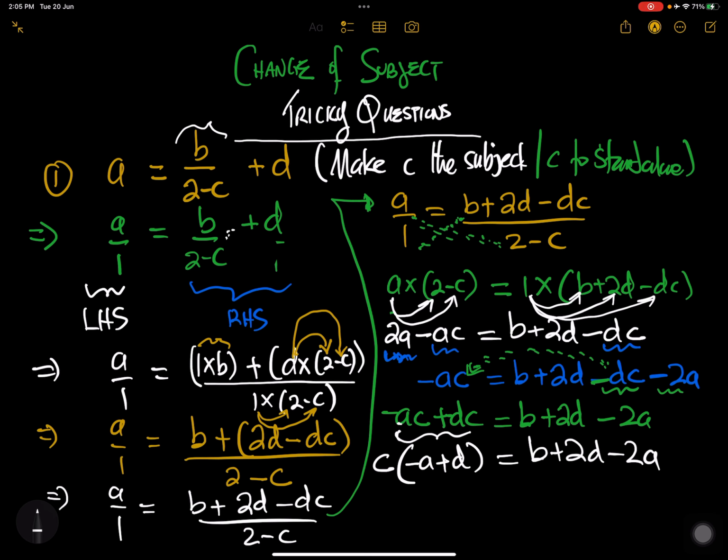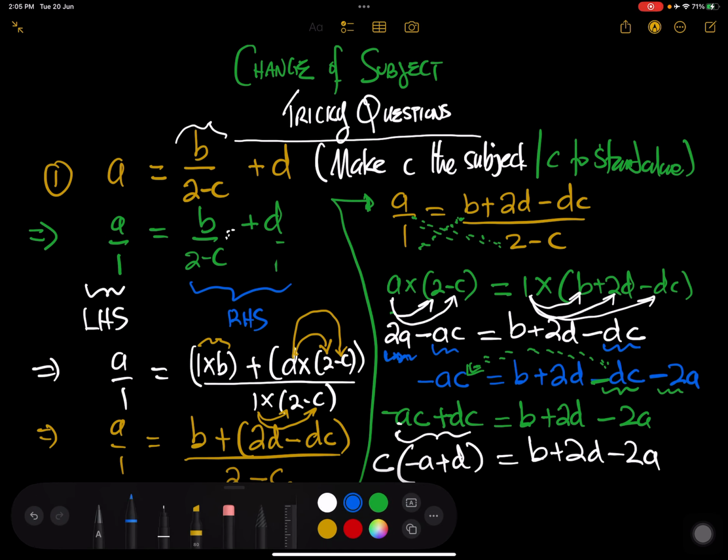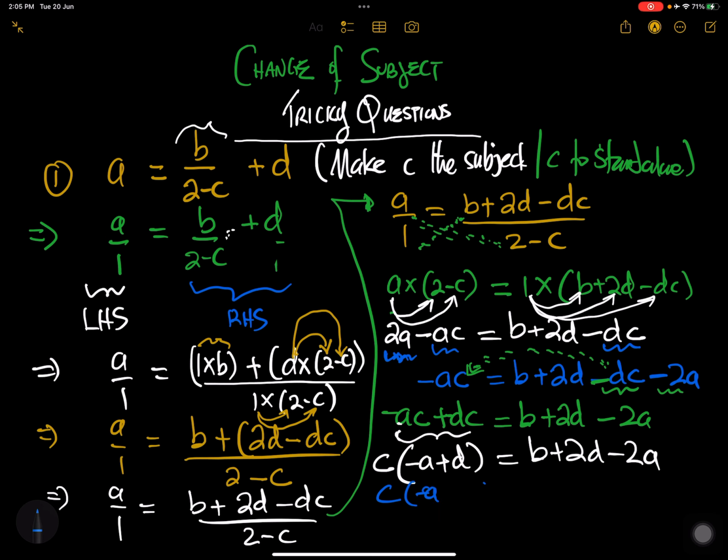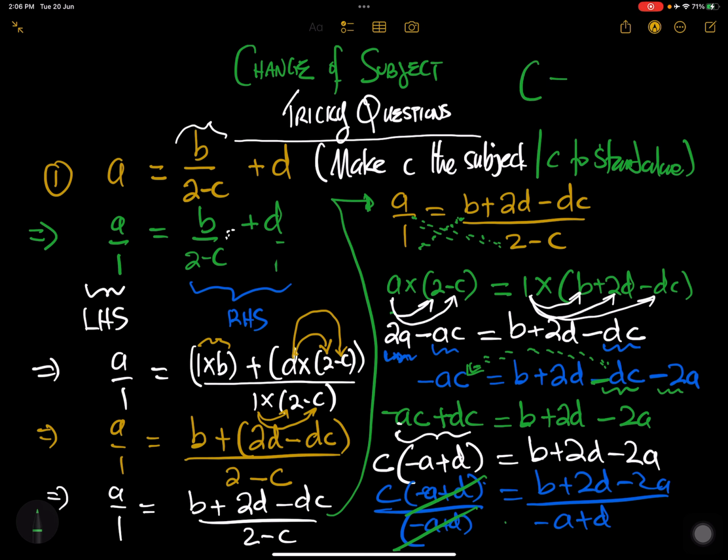Now, what are we going to do? We're going to divide, right? Yes, we're going to divide. We're going to have C into minus A plus D is equal to B plus 2D minus 2A. We are going to divide each side by minus A plus D, like this. And then when we do that, this cancels out, and this one is also canceling that out. And then finally, we have C is equal to B plus 2D minus 2A, all divided by minus A plus D.